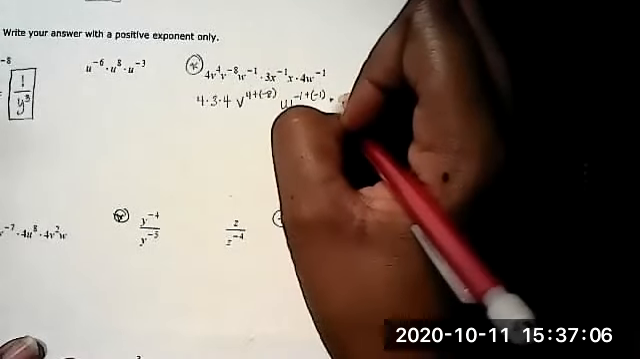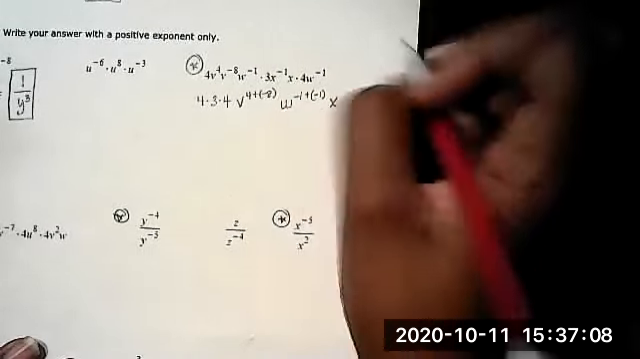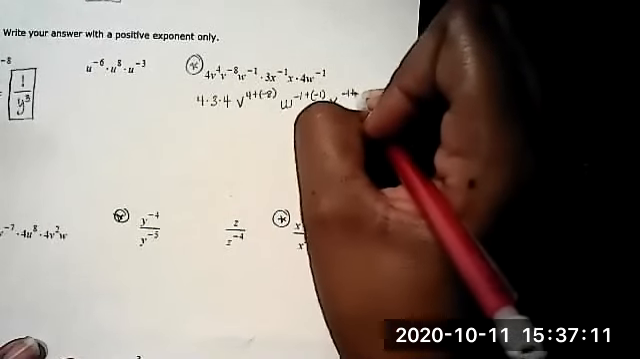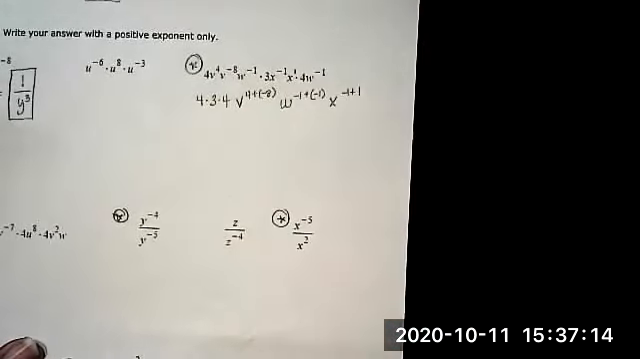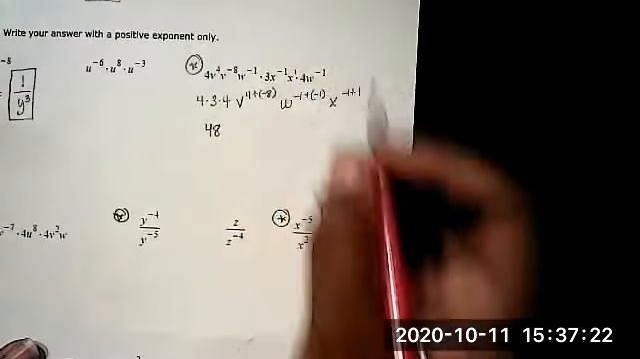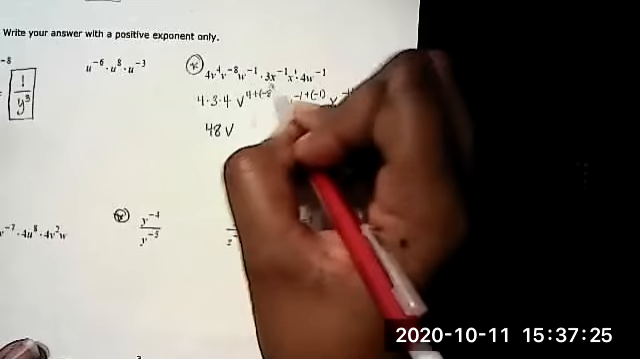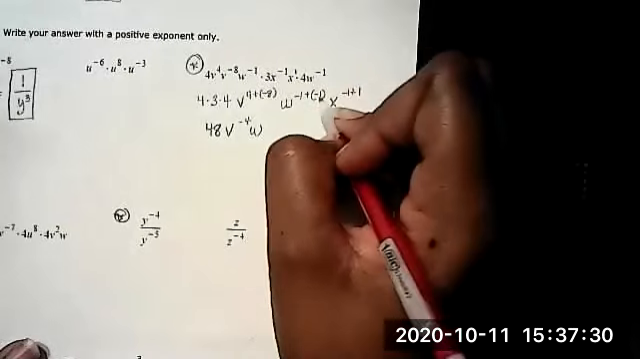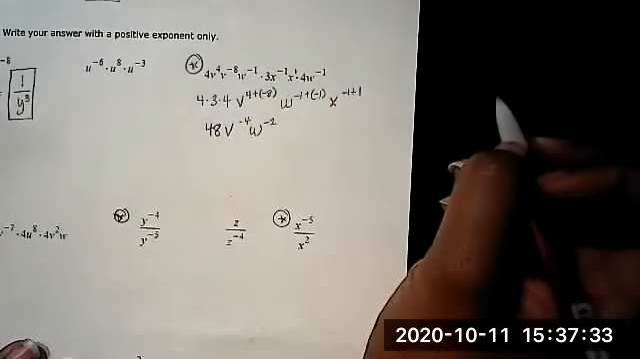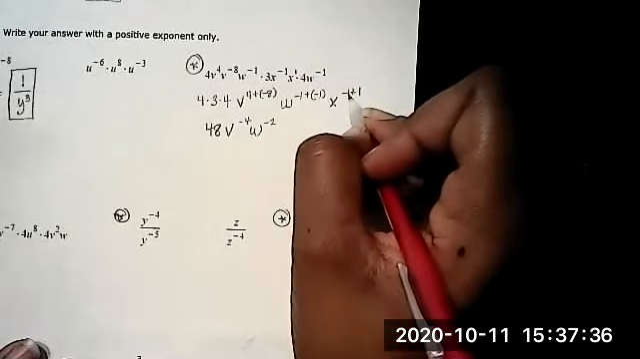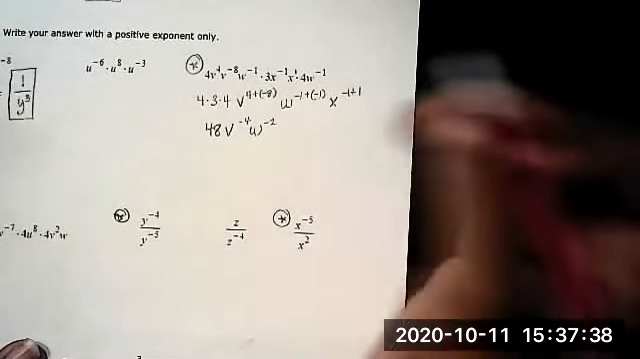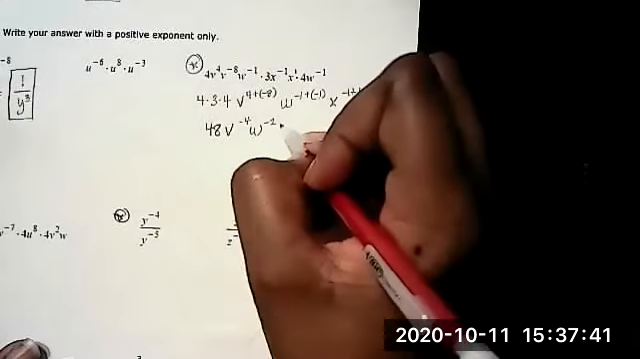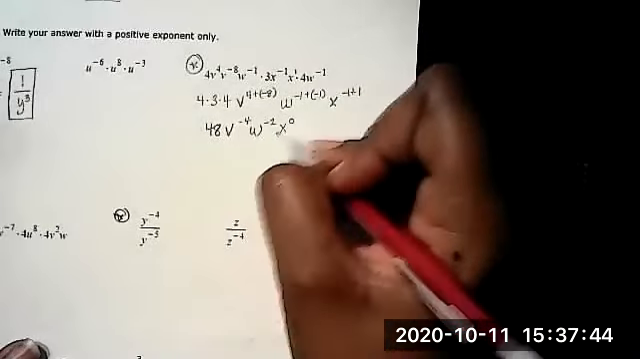And then x is going to be what? Negative 1 plus 1. So remember there's a 1. So let me add all those together. First of all, 4 times 3 times 4 becomes 48. Add 4 plus negative 8, that becomes negative 4. W is negative 1 plus negative 1, which is negative 2. And this one is negative 1 plus positive 1. Guess what happens there? It becomes 0, x to the 0, which is 1. So it kind of goes away.